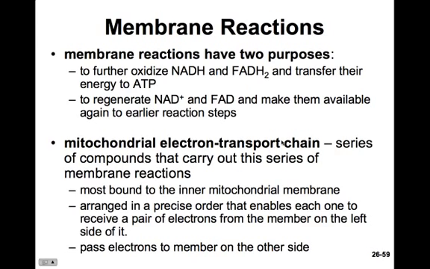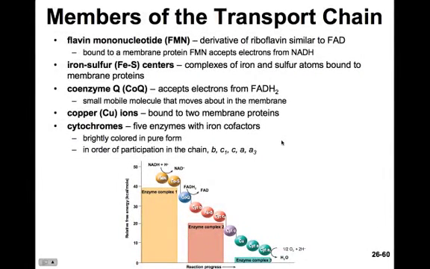As it passes it down the chain, the electrons will lose energy, much like if you take a hot potato and pass it from one person to the next, to the next, to the next. It will have less energy in the form of heat in it by the time it reaches the end of the chain. So there are many members of the electron transport chain.